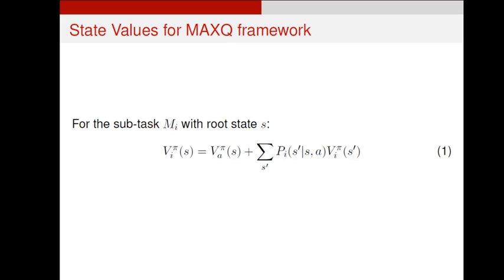In that case, Vi pi of S, where i stands for the ith subtask, is equal to the immediate return for choosing this action A, that is Va pi of S, plus the expected value for choosing this action and moving into another state S dash. So it is sigma over all S dash, the probability for choosing this action A from state S to S dash, into the value corresponding to that state S dash. This defines the expected value of return in one step bootstrapping.